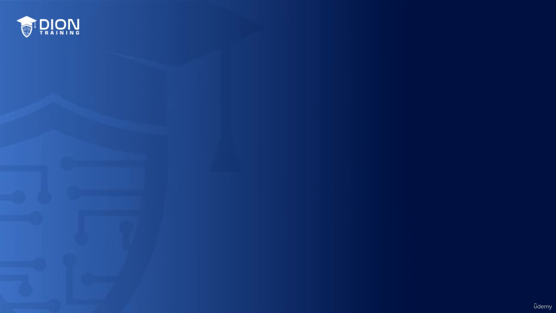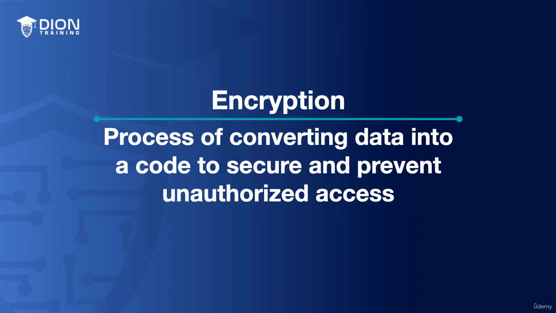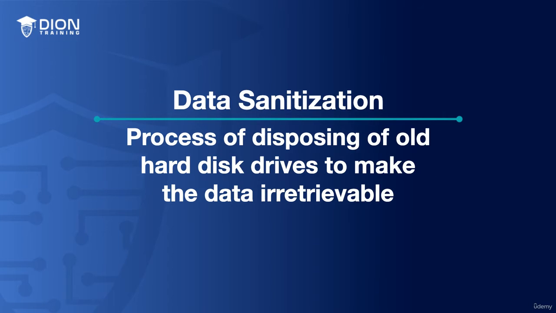Encryption is a crucial data security tool that protects against potential threats. Encryption is the process of converting data into code to keep it secure and prevent unauthorized access. Encryption is often used to ensure confidentiality and data sanitization. Now, data sanitization is the process of disposing of old hard disk drives in a manner that ensures that the data is forever irretrievable. One way to do this is to encrypt the contents of the old hard disk drive in a manner that it cannot be realistically decrypted.